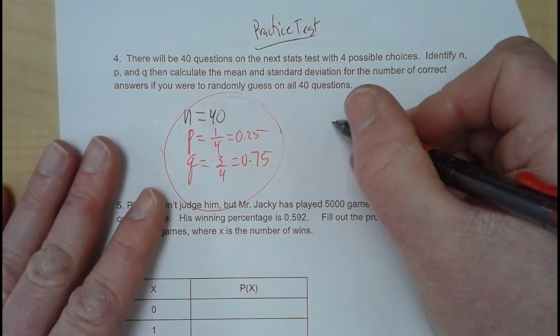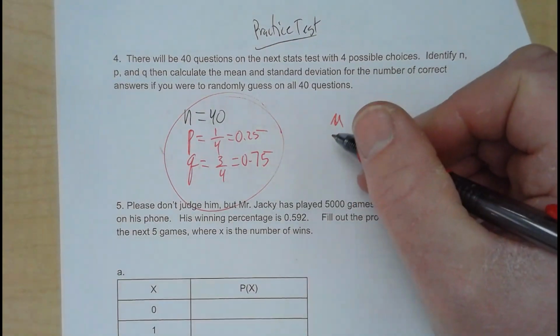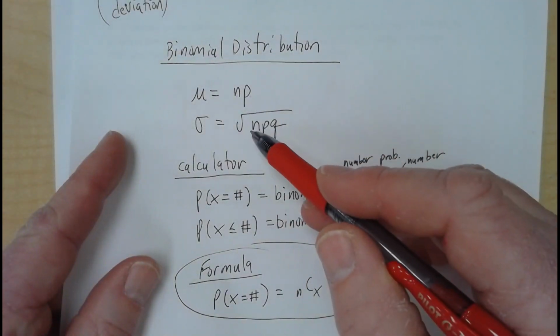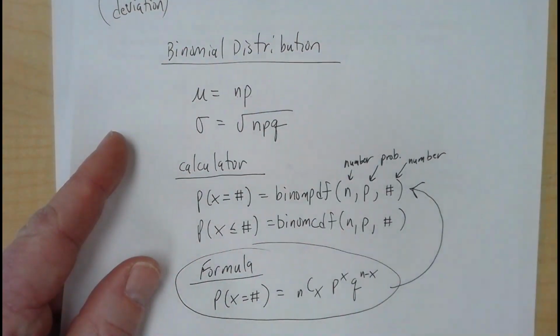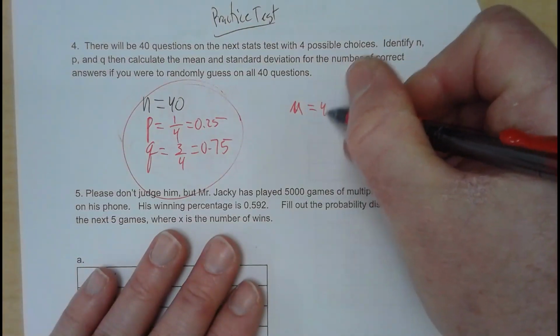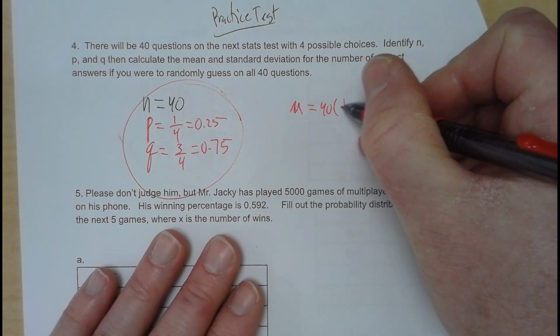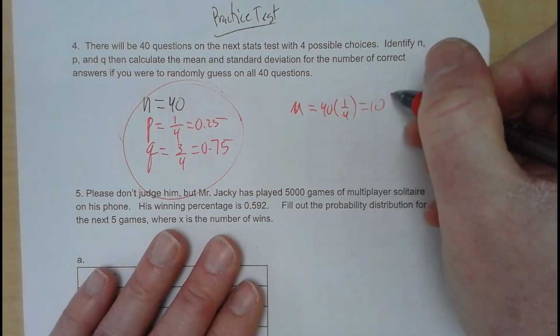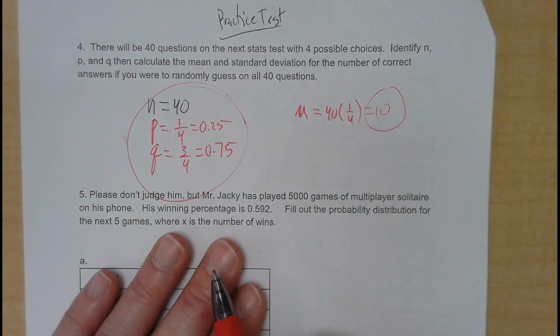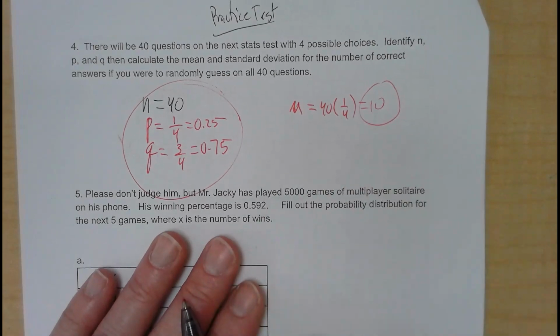So the mu for binomial distribution is n times p, your expected value, and then the square root of n, p, and q is your standard deviation. So we just do n, which is 40, times success rate, 1/4, which would be 10. Okay, well that makes sense because if you blindly guess, you're going to get 10 right, 25% right.